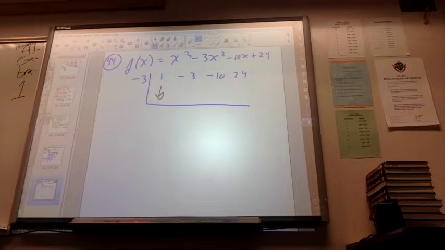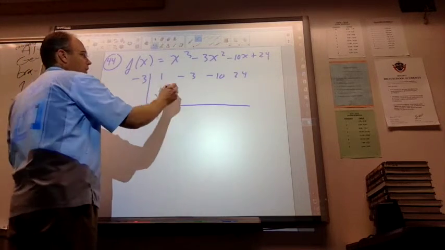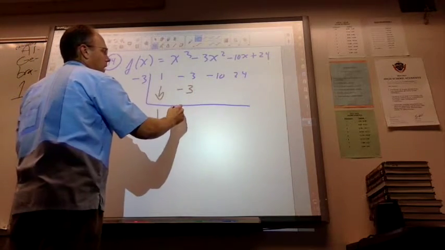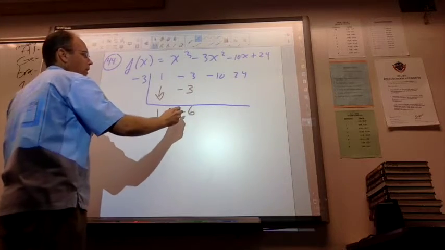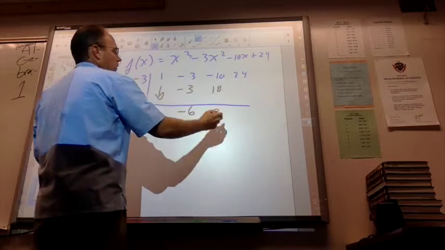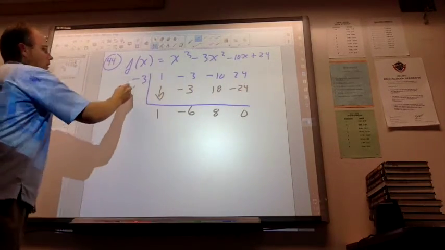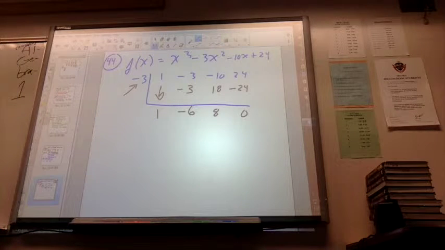Okay, especially in these type of problems. If I make one of these problems up off the cuff, it doesn't have to work. All right, 1 times negative 3 is negative 3. That gives me negative 6. Is that right? That gives me positive 18. That gives me 8. That gives me negative 24. That gives me 0. So what binomial does this yield us? X plus 3. Good, x plus 3.